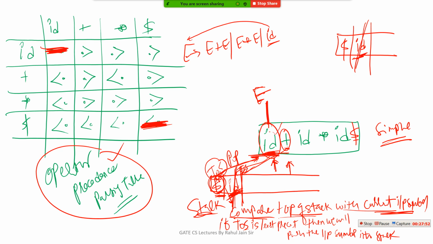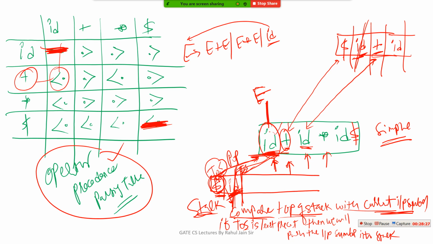Now this is popped off. Now I will again compare this plus with this dollar. Top of stack is now less precedence, so this plus gets pushed. Now I increment my pointer and it is ID. If I compare this ID with top of stack, top of stack is again less precedence, because plus has less precedence than ID. So I will push ID onto the stack and increment my pointer.